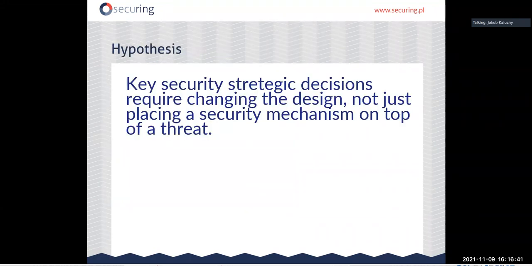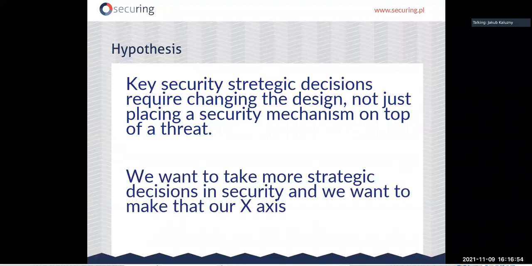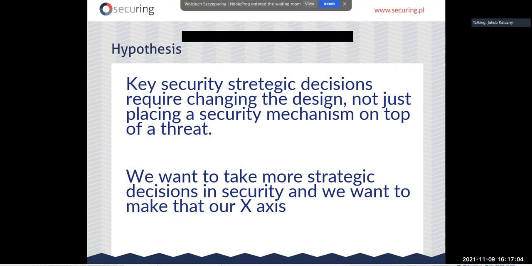So the hypothesis is that security strategic decisions require changing the design and not just placing those recommendations, actions on top of a threat. So out of a threat modeling session, we expect to take more strategic decisions in security, not just adding new patches, right? And we want to make sure that our x-axis allows us to do it.